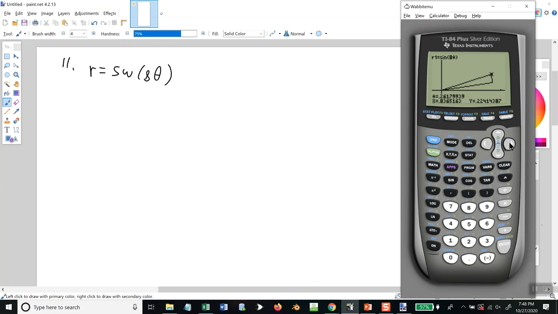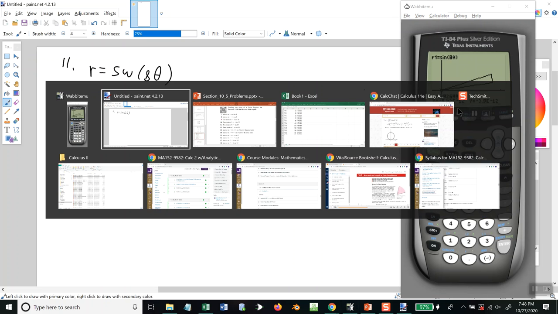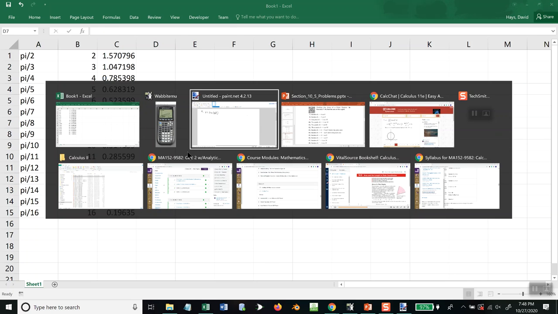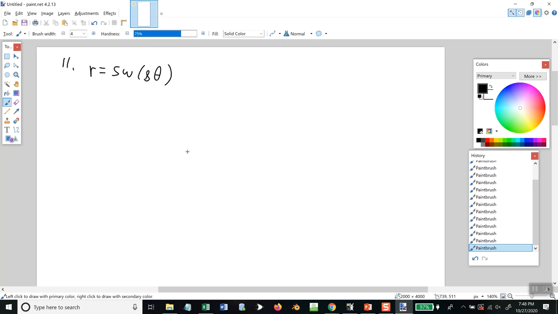Now, this takes me to 0.3926, pi over 8. So I'll do that one. You'll see a pattern on some of these. It helps you once it clicks with you.